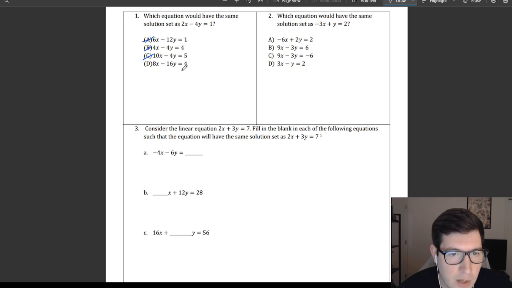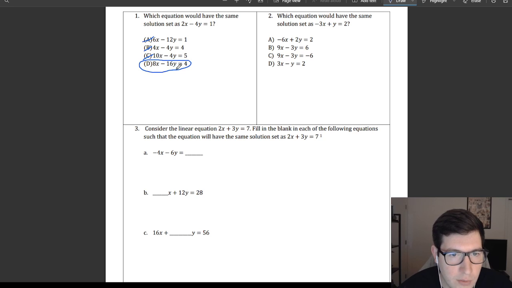So that really only leaves one option, but I still have to double check. So I have 2x going to 8x. So I know that I'm multiplying both sides by 4. So then negative 4y times 4 is going to give me negative 16y. Perfect, check, that's what I want. And then my right-hand side, 1 multiplied by 4 is going to be 4. So perfect, this one checks out.